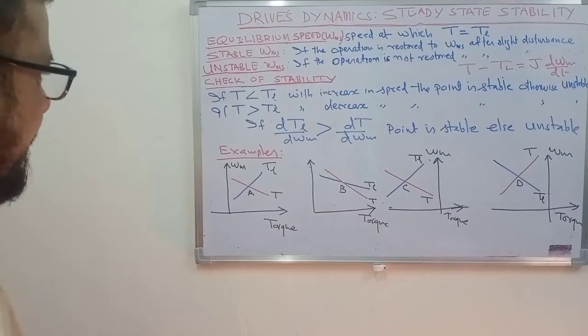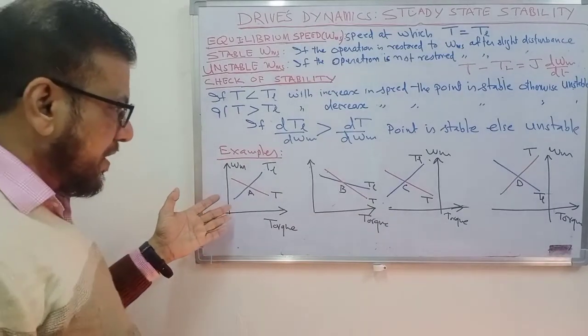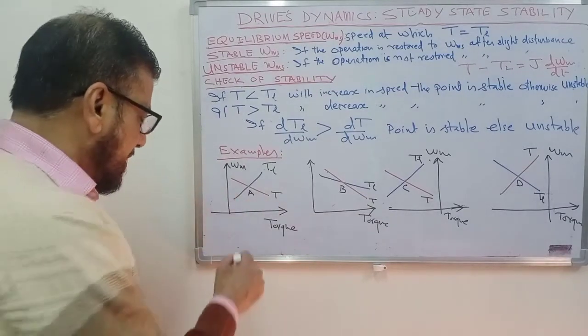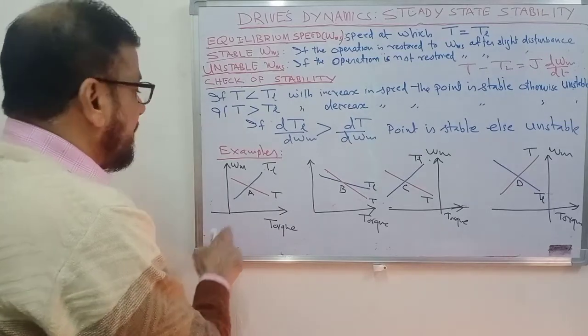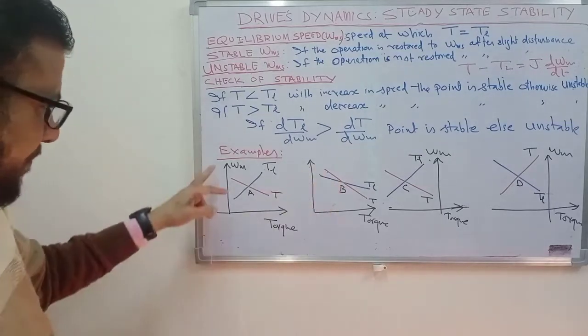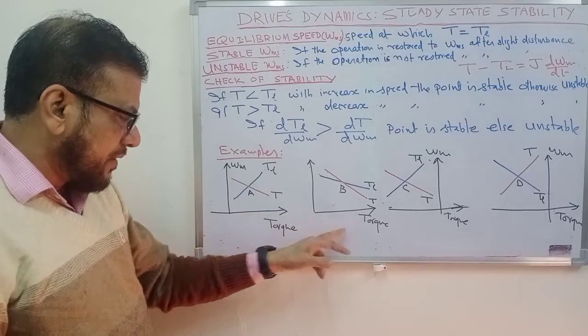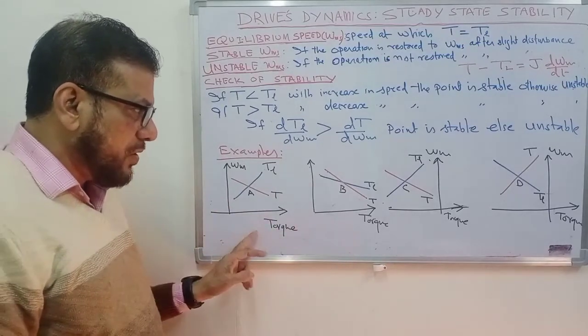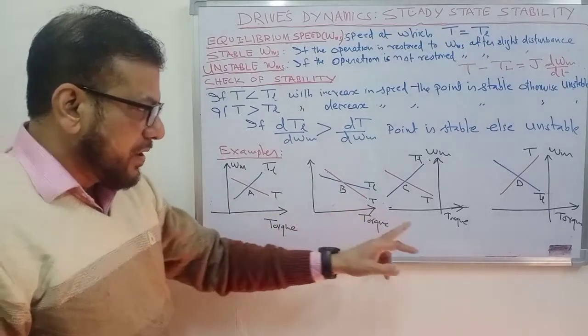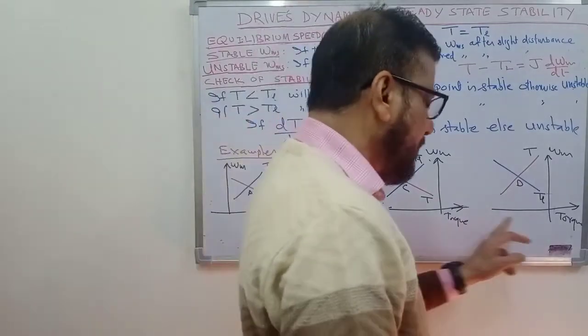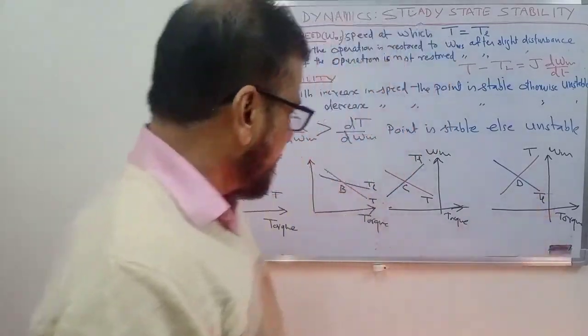Now let us take a few examples. I have taken here 4 examples. These two are for the case of motoring mode, these two are for the case of braking mode, forward braking mode.